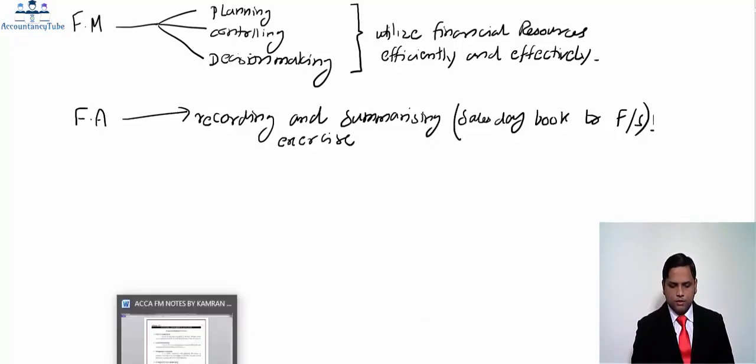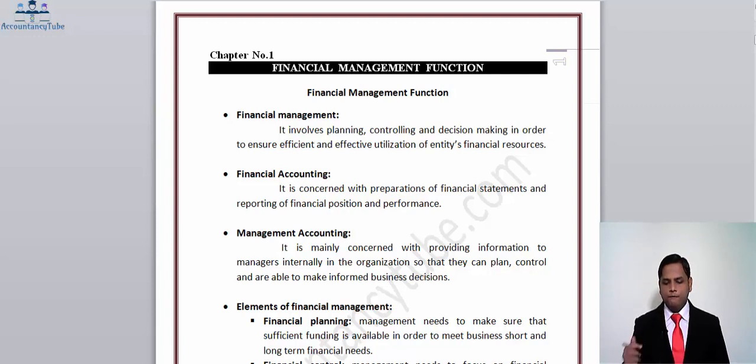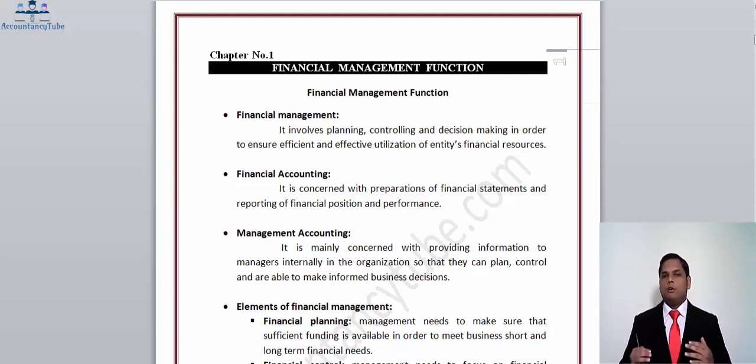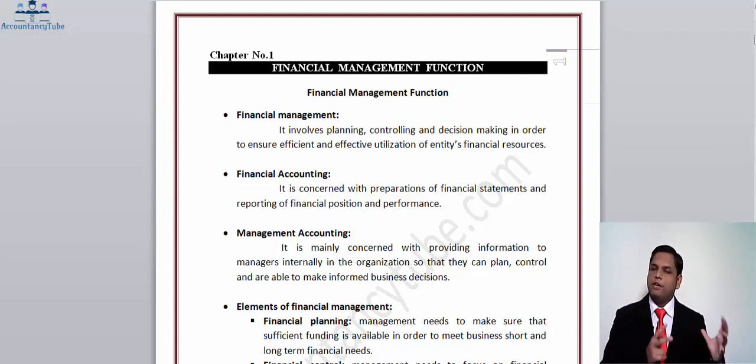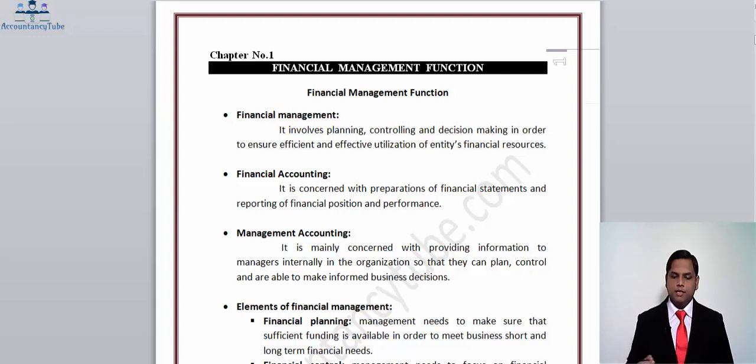Now let's come on towards the next definition, that is of management accounting. Management accounting is mainly concerned with providing information to managers internally in the organization so that they can plan, control, and are able to take informed business decisions. The planning, controlling, decision making part is the overlapping part with financial management. However, the scope of these two fields is quite different from each other. Management accounting is more relevant to the costing and performance management side, where managers get information from the financial accounting system for utilization towards costing and performance management. Through management accounting, managers get the information from the accounting system and use it for management internally in the organization.